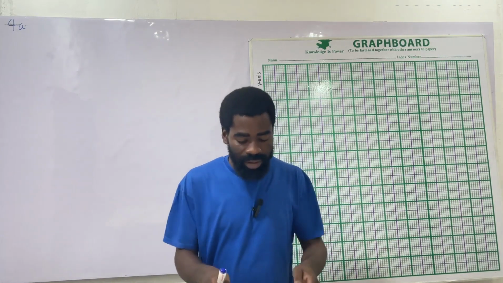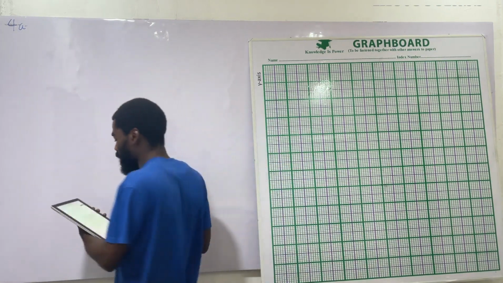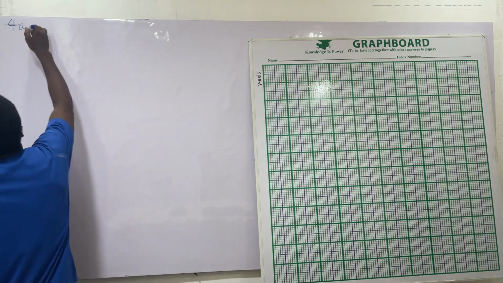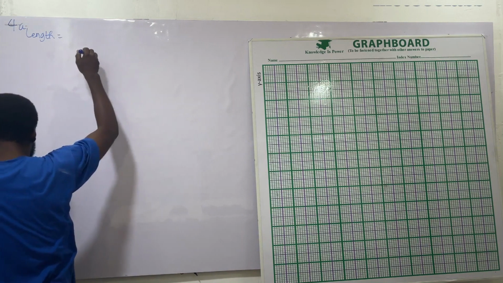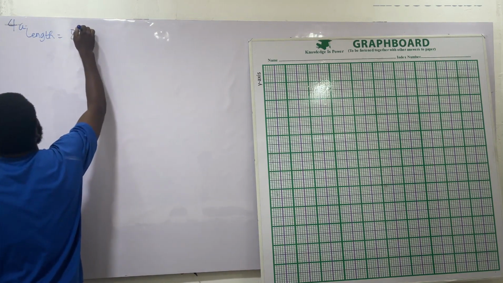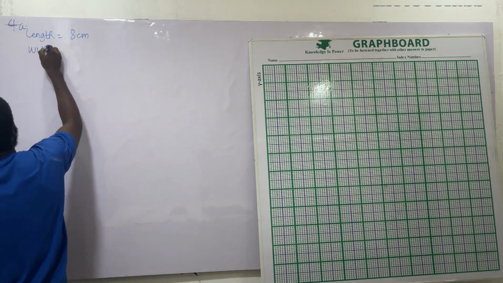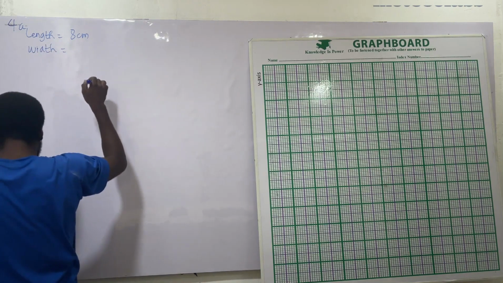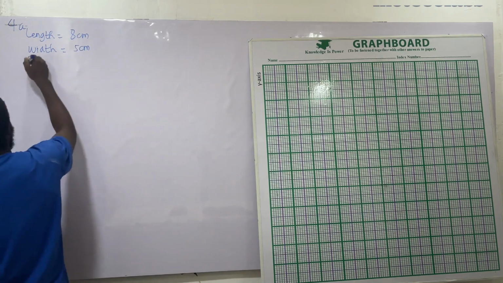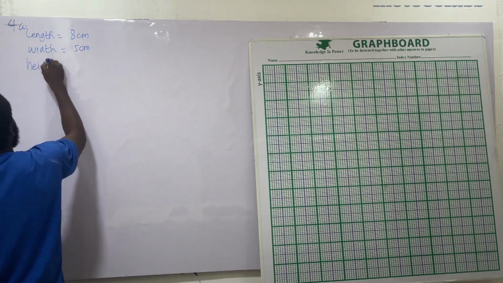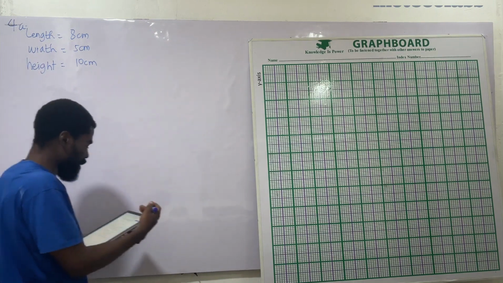A box has a length 8 centimeters, width 5 centimeters, and height 10 cm. A box has a length. So I'll write it down. Length equals 8 cm. The length of the box equals 8 cm. The width equals 5 cm. Then the height is giving us 10 cm. So I have them. This is the information I have there.